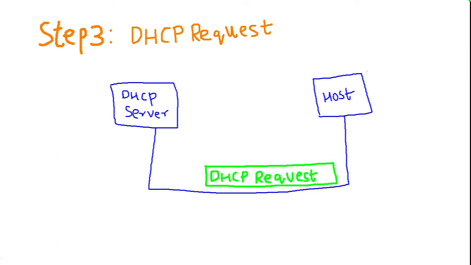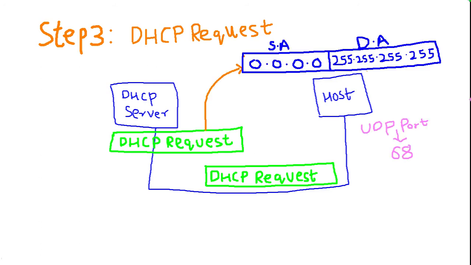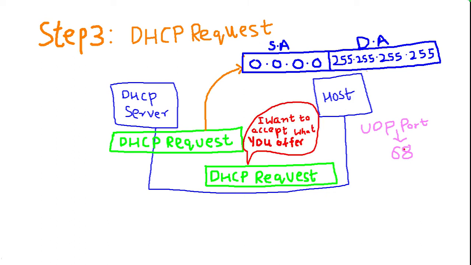It's called DHCP request. As this message reaches the server, the source address is 0.0.0.0 and the destination address is again the broadcast ID. So what this means is that I want to accept what you offer for the next 1 hour. Please provide it to me. And the port involved on the host side is 68. The UDP port involved on the server side is 67.